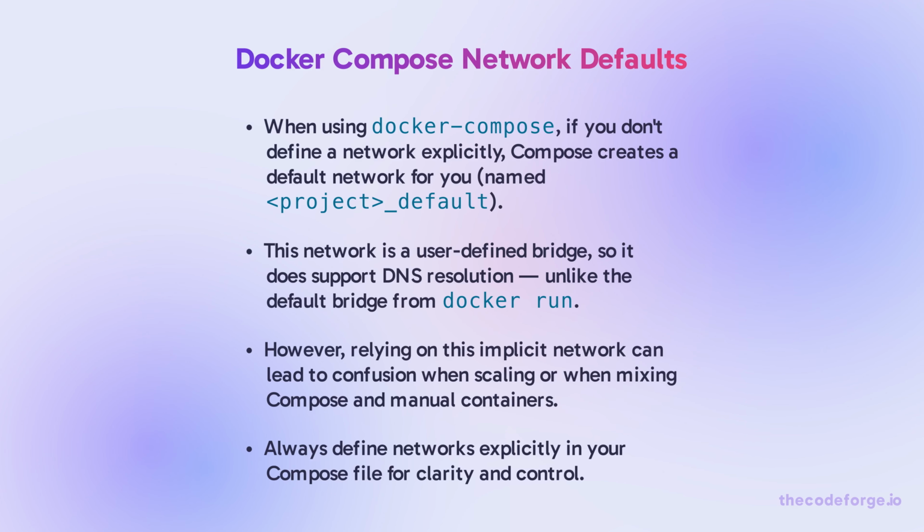When using Docker Compose, if you don't define a network explicitly, Compose creates a default network for you named project_default. This network is a user-defined bridge, so it does support DNS resolution, unlike the default bridge from docker run. However, relying on this implicit network can lead to confusion when scaling or when mixing Compose and manual containers. Always define networks explicitly in your Compose file for clarity and control.